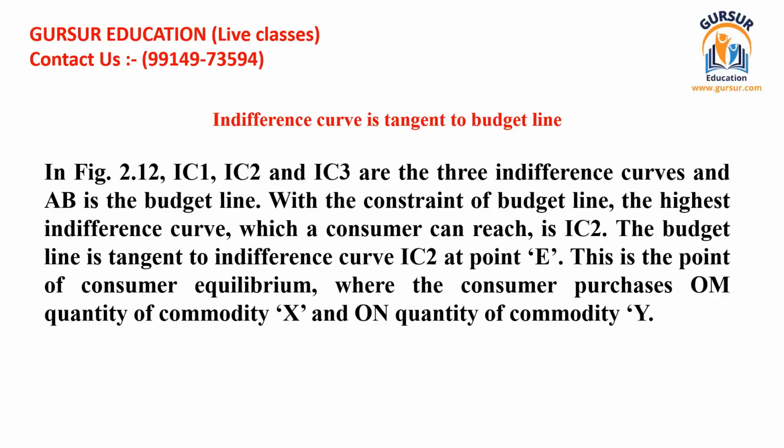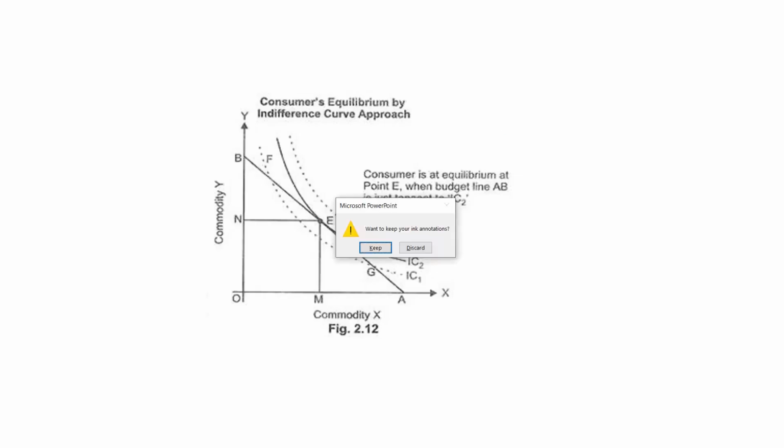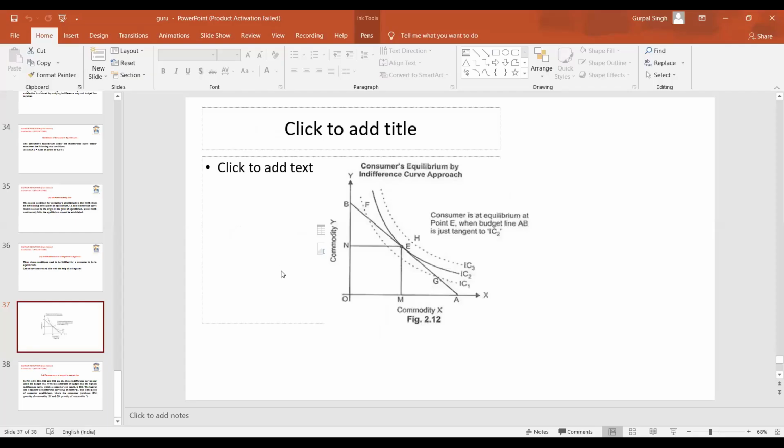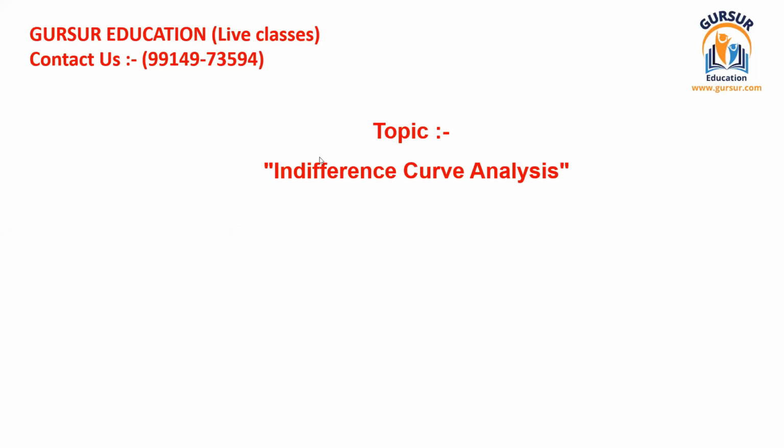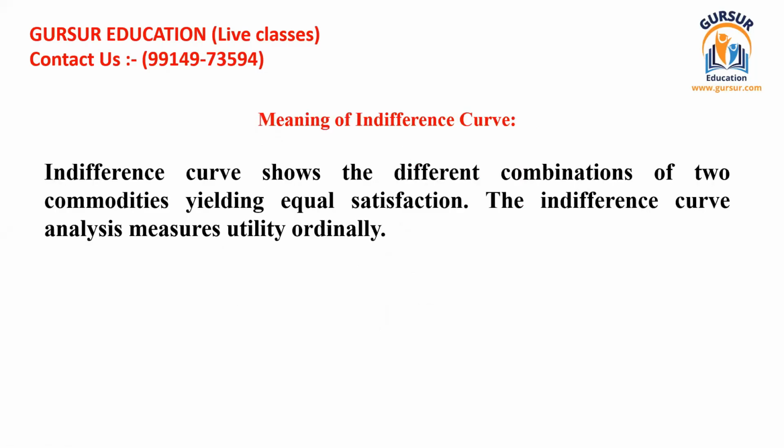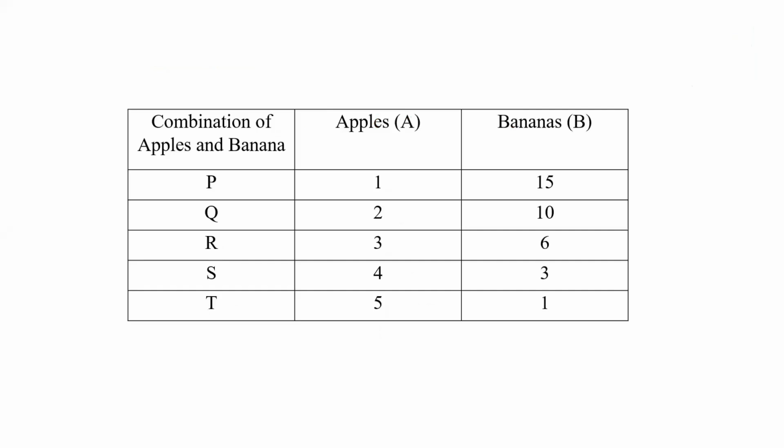So I think that should be more than sufficient in this lecture. I hope you would have got the complete idea of what we have covered in this lecture. If we make the analysis and the conclusion of what we have done in this specific lecture, first of all, we talked about the meaning of indifference curve, which I taught you. And secondly, I told you the different combinations of the two commodities which yield equal satisfaction to the consumer.